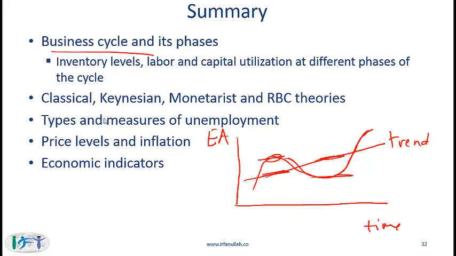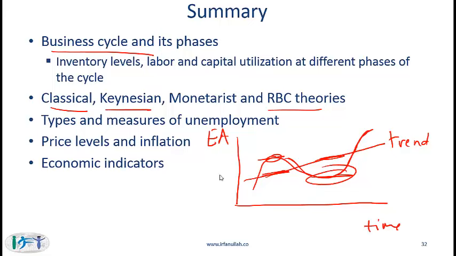Next, we talked about the various theories that try to explain the business cycle. These theories also suggest what the government should or should not do in order to minimize the impact of the cycles. Simplistically, the classical theories and the RBC theories suggest that the government should not do anything. The cycles will take care of themselves. If an economy is in a recession, it will come out itself.